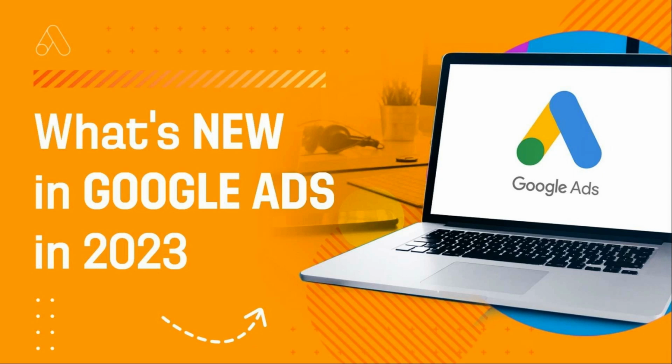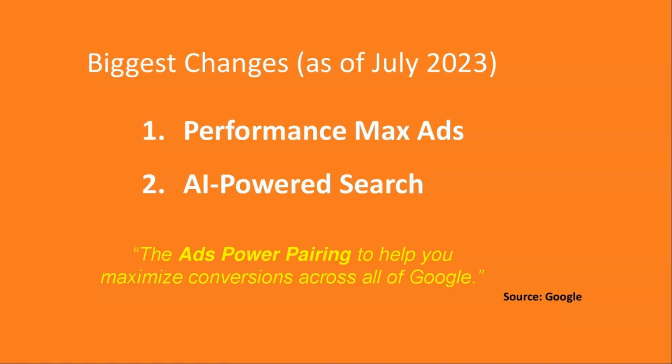today's webinar is on Google Ads, and specifically some of the things that have been introduced into Google Ads recently and in 2023, how to use some of these things, some of these tools. The two big changes as of now, we're recording this in July 2023, Performance Max ads, which are abbreviated to PMax, and also an increasingly powerful AI-based search that is becoming more and more useful and more valuable.